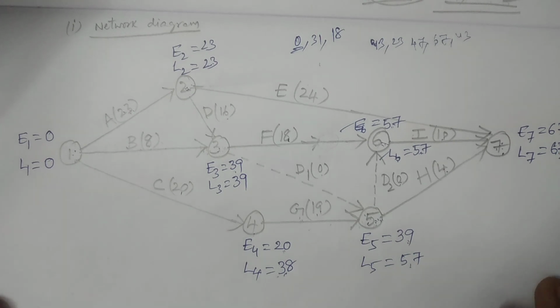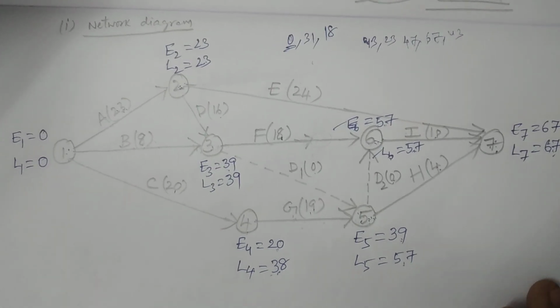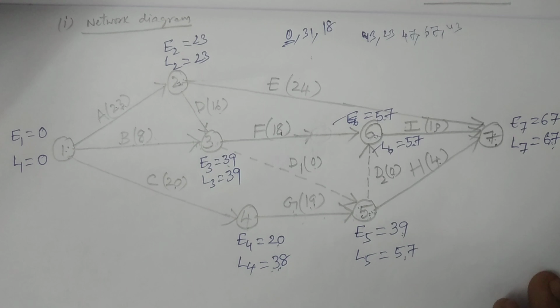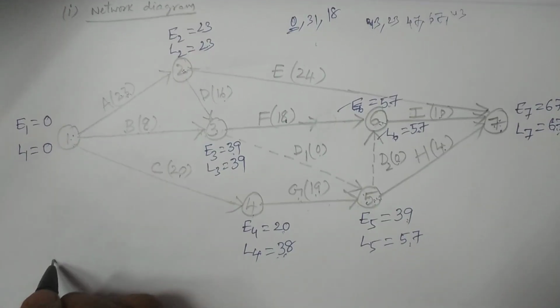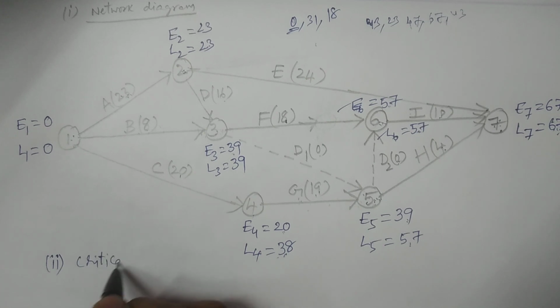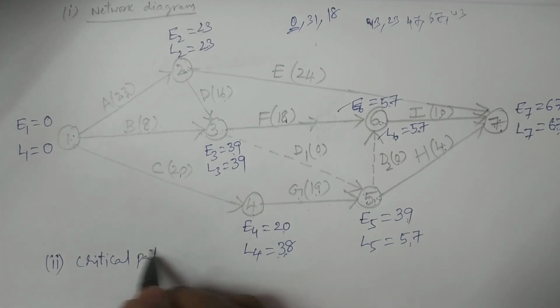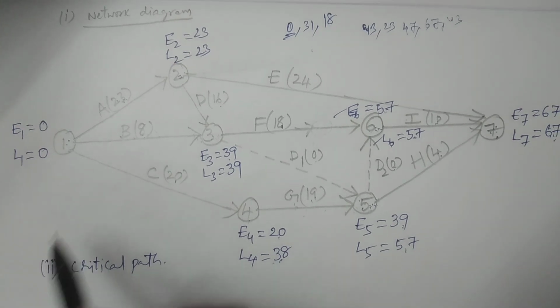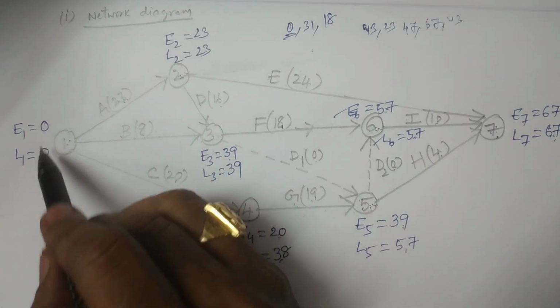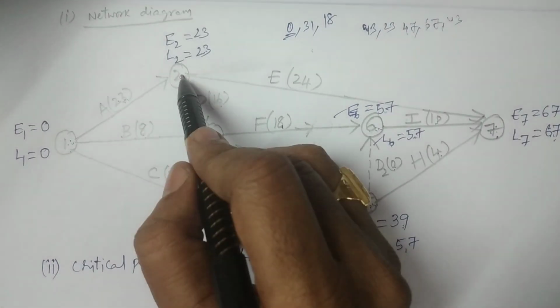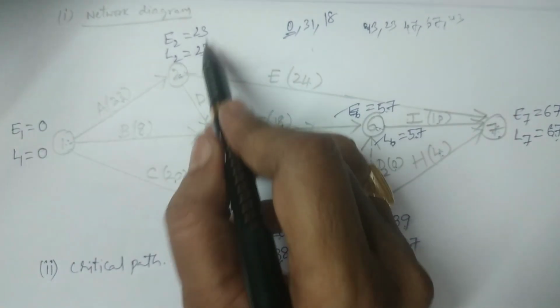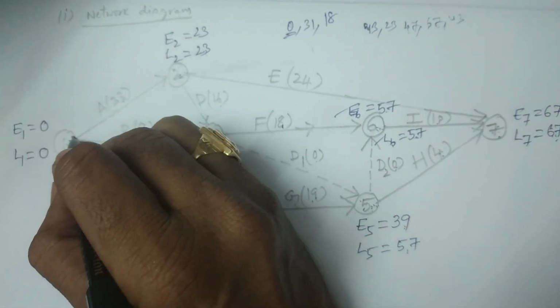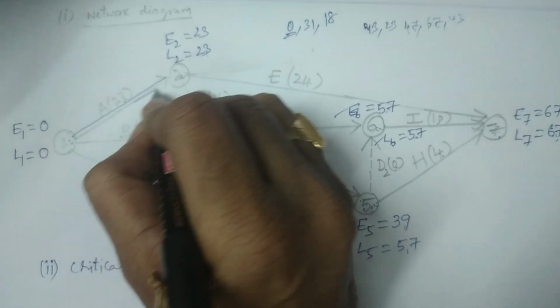And finally, we have to identify the critical path. This is the network diagram. The second point is critical path. What is the critical path? We have to observe the critical activities for which E is equal to L. You see E1, L1, this is the first event. Second, E2, L2, 23, 23, same. So you connect this with a double line.